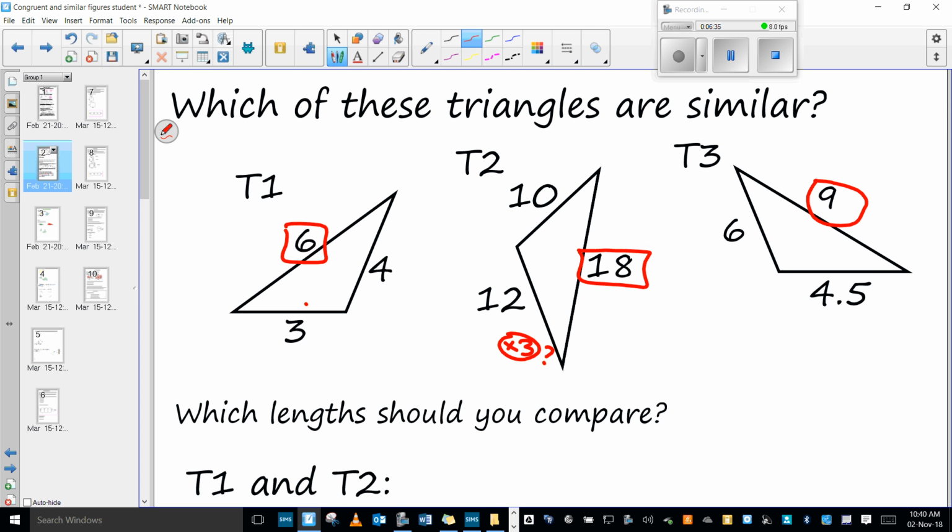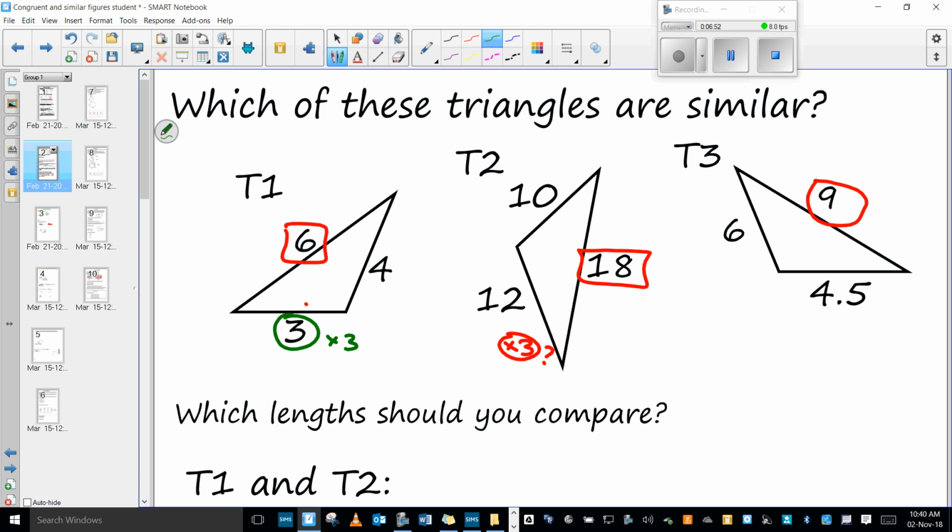So then you have a look and check the other lengths. My smallest length would be 3. 3 multiplied by 3 is 9. Do I have a 9 anywhere on here? No. So that eliminates these two triangles being similar. Does that make sense?